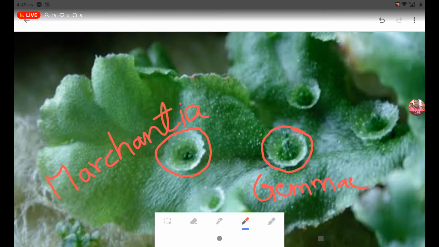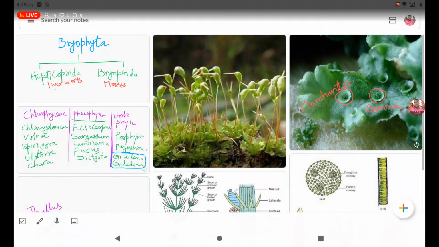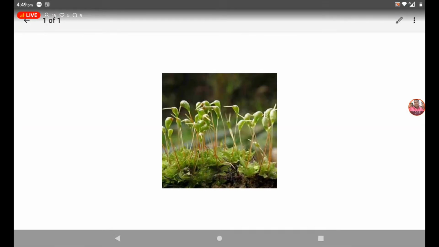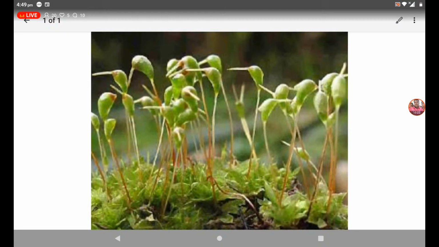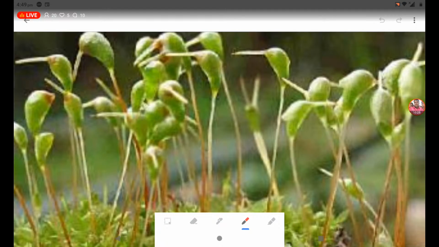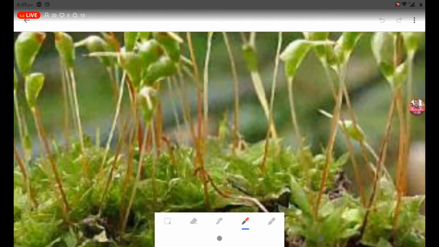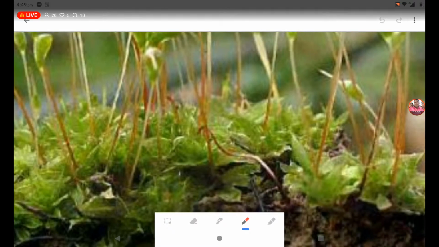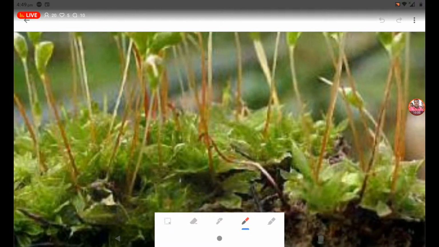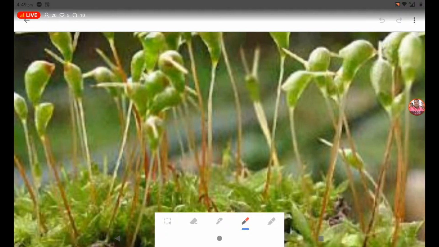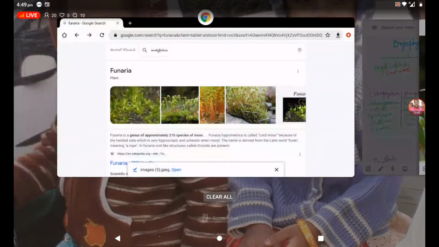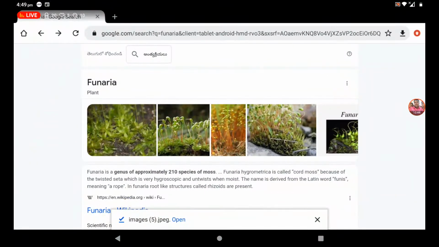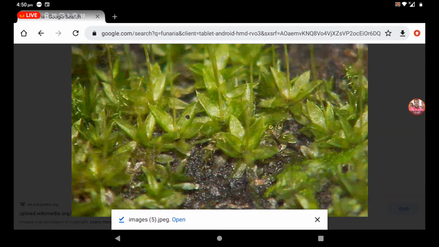Second, we identified mosses. That also we will take with one diagram. This is Funaria. How the leafy stage is identified here, we can observe. So the Funaria plant, a moss plant. We will take one more diagram, which is the best one we can take.